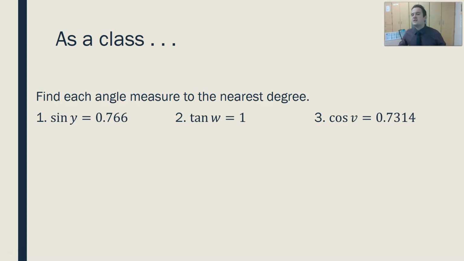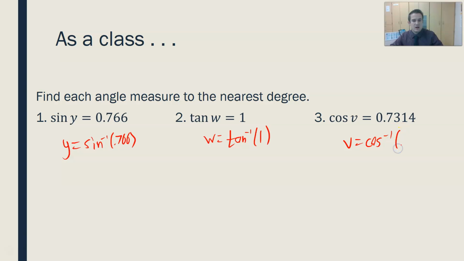So what if I give you something like this? It says, find each angle measured to the nearest degree. I don't have any triangles, but I do tell you that sine of y is equal to 0.766, tangent of w is equal to 1, cosine of v is equal to 0.7314. So in order to solve for y, w, and v, in each of these cases, I'm going to have to take the inverse sine of 0.766, the inverse tangent of 1, and the inverse cosine of 0.7314.